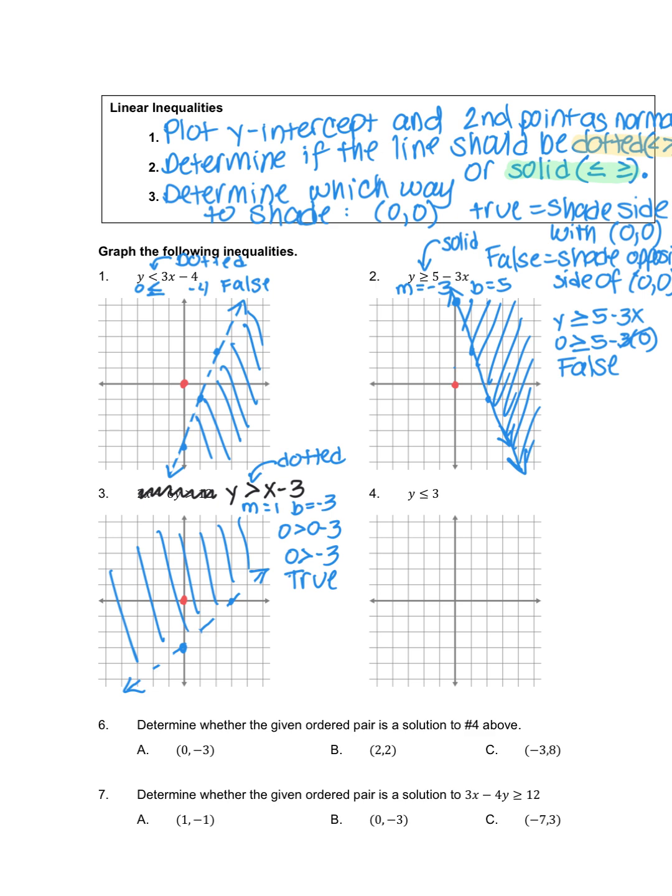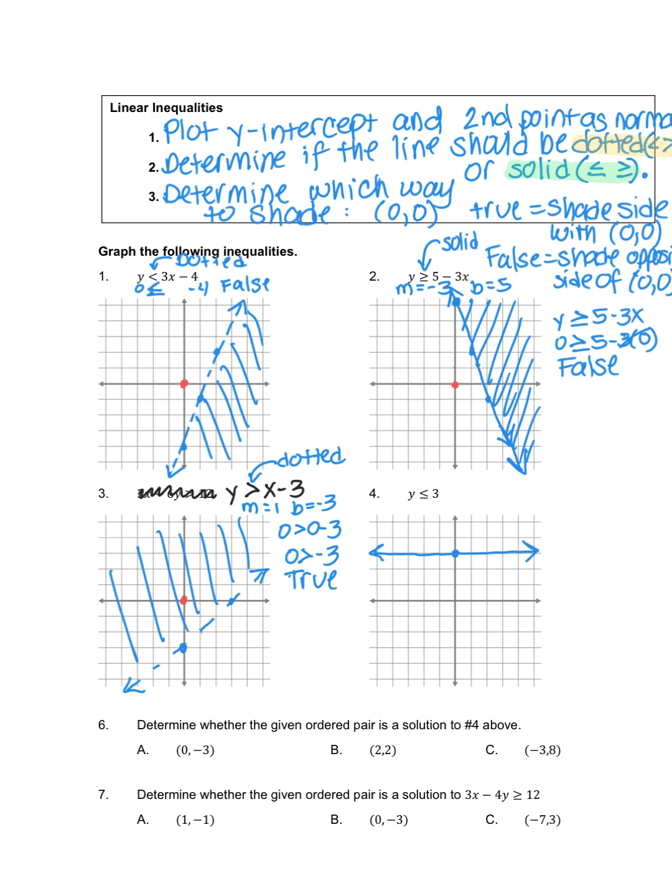Number 4 is y is less than or equal to 3. Let's go ahead and graph this line here. Well, we can see it's going to hit the y-axis at 3. 1, 2, 3. So let me move this up. 1, 2, 3. Oh, how did I get green? Let's go back to blue. Here we go. 1, 2, 3. All right, and it hits the y-axis all the way across.